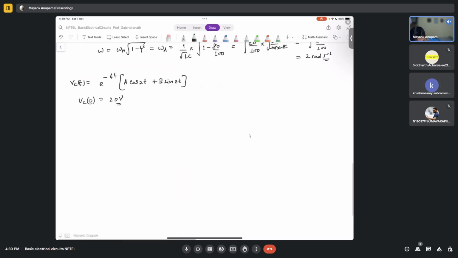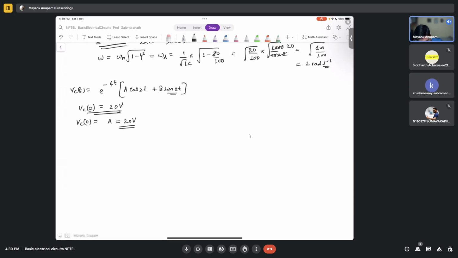Let's come to that later. But first, let's find out what is Vc of 0. Vc of 0 is A plus B times sine 0, which is 0. So A is simply equal to 20. A can be straight away calculated here. So A is simply equal to 20 volts. No problems there.